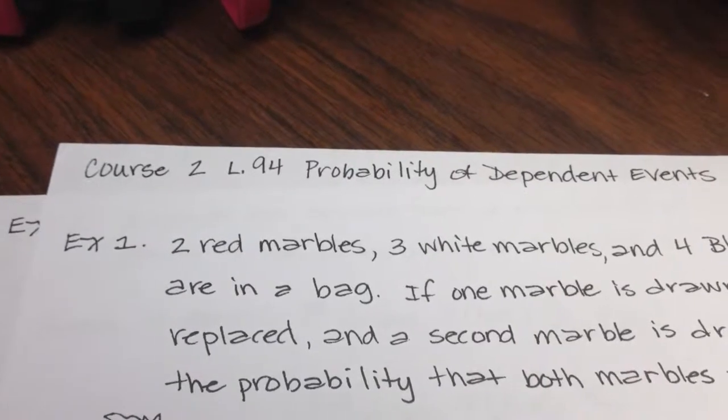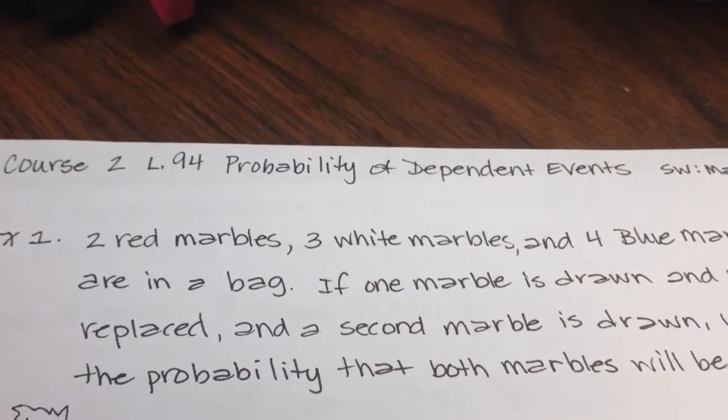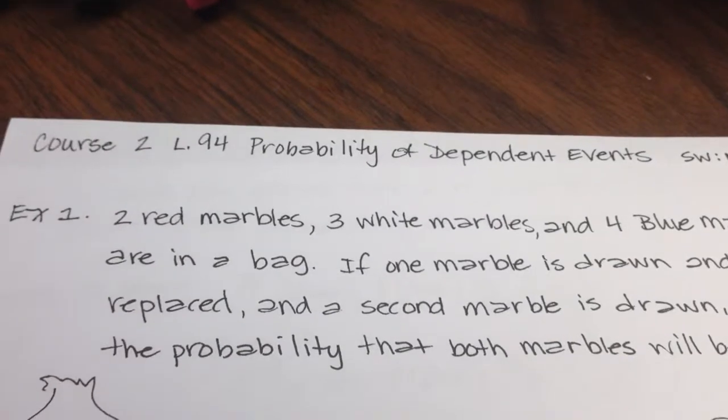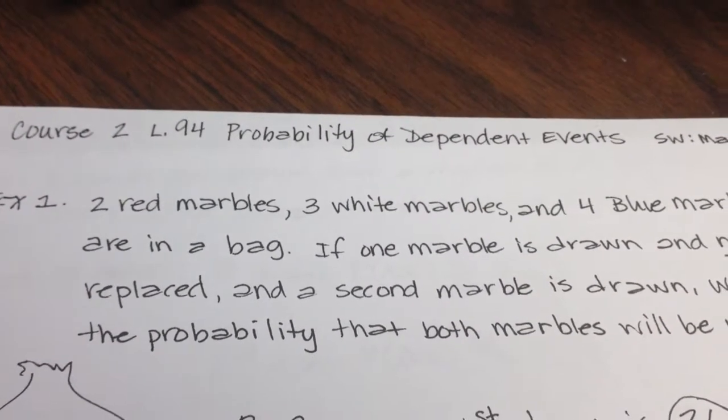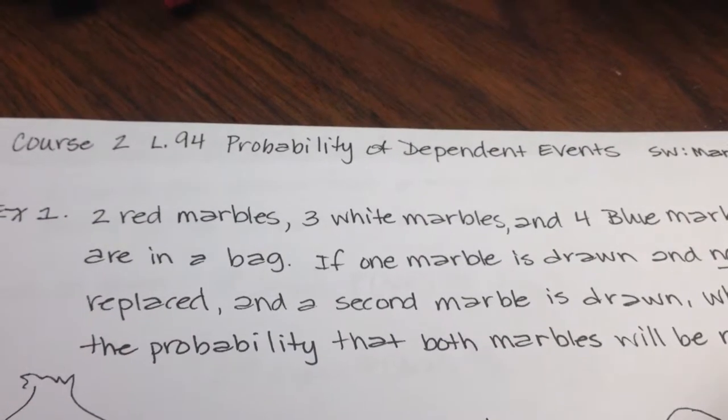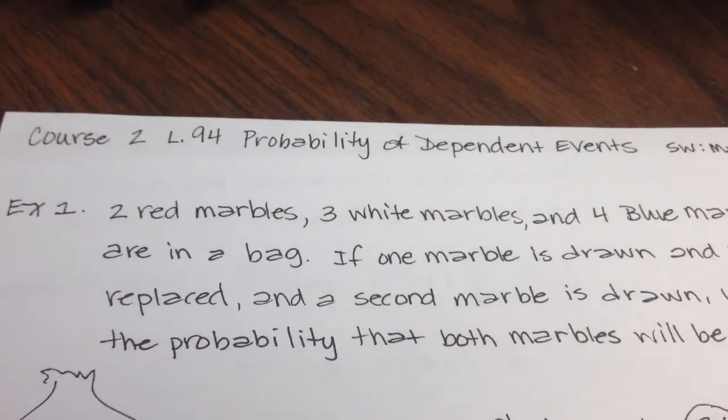Okay, course 2, this is lesson 94, probability of dependent events. I'm just going to show you the examples and then that will help you understand it, because the events are going to be dependent on the one before it. So just hang on and you'll get it.